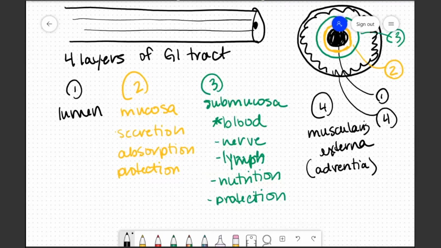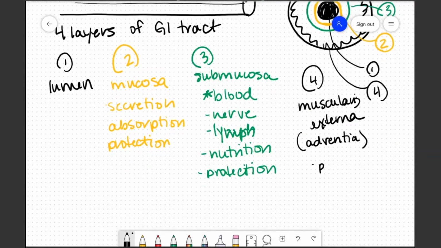And this external layer is going to protect as well, more so from things coming into the blood vessel, to the digestive system. And it's also going to allow it to anchor in the body. So this muscularis externa is connected to all the connective tissue to be able to anchor it and have it stay in whatever body cavity it is supposed to be in.